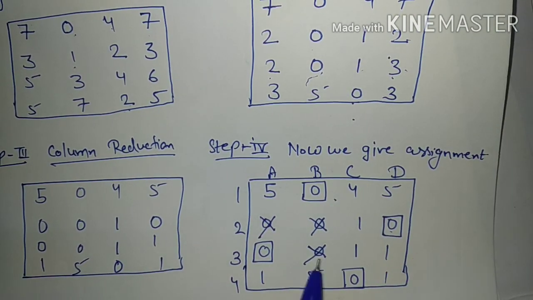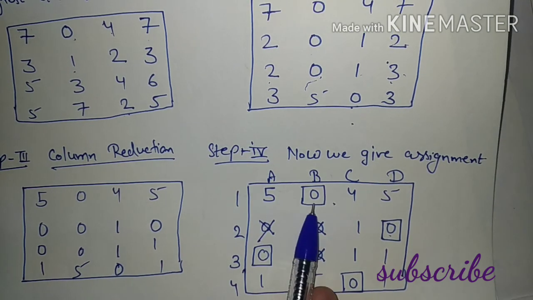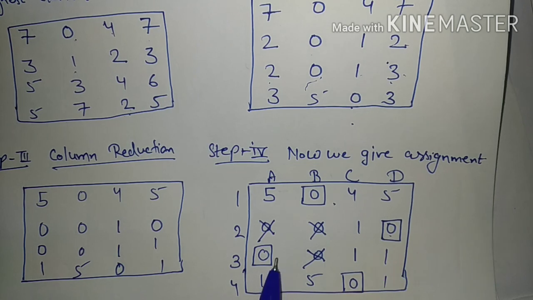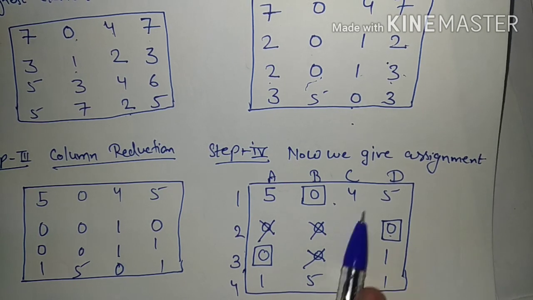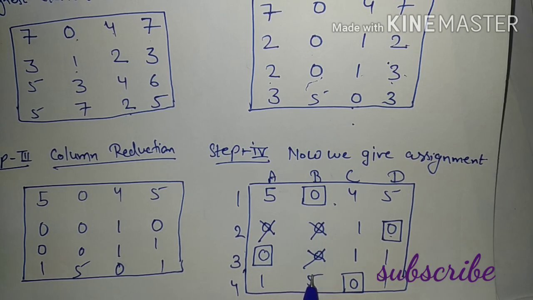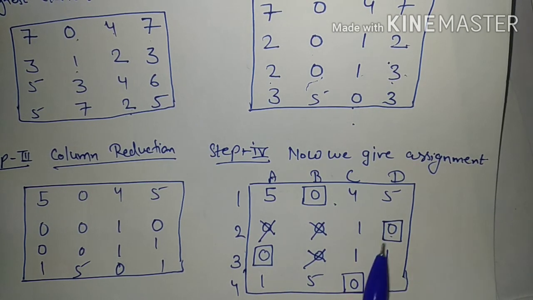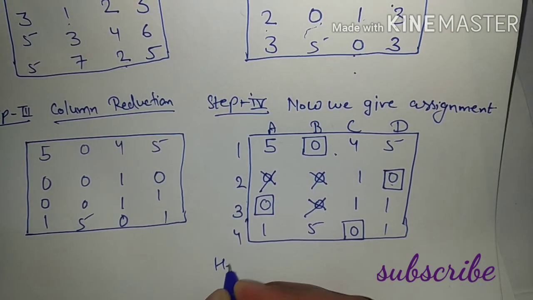Since each row and each column has one and only one assignment, row 1 one assignment, row 2 one assignment, row 3 one assignment, row 4 one assignment. Making a square around the zero is also known as assignment. Column 1 one assignment, column 2 one assignment, column 3 one assignment and column 4 one assignment. Hence the solution is optimal.